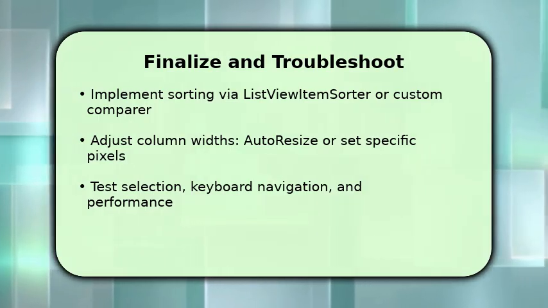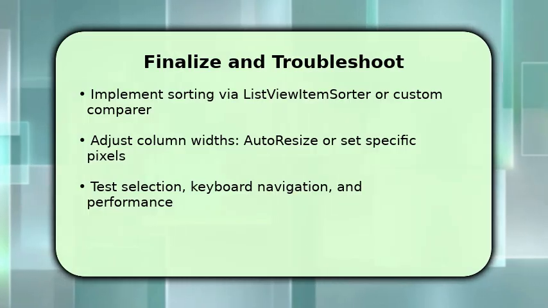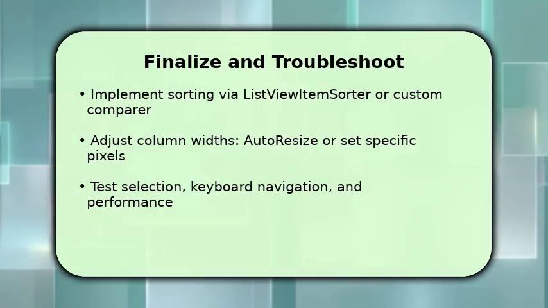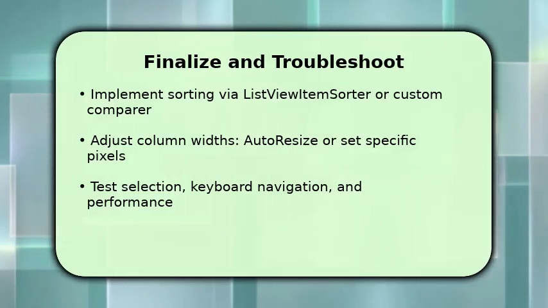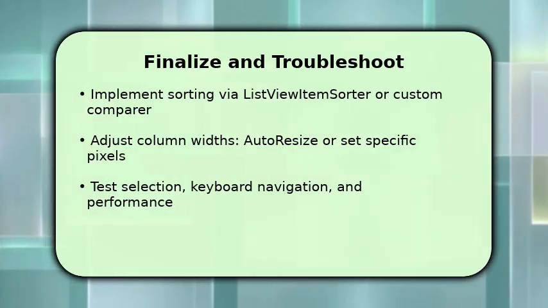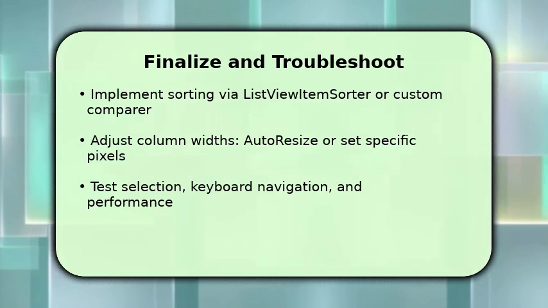Once done, test keyboard navigation, multi-select behavior, and large data performance. If items don't appear, check that Items.Add is called on the correct control instance, and that begin update and end update were used properly. That solves most visibility and flicker problems.